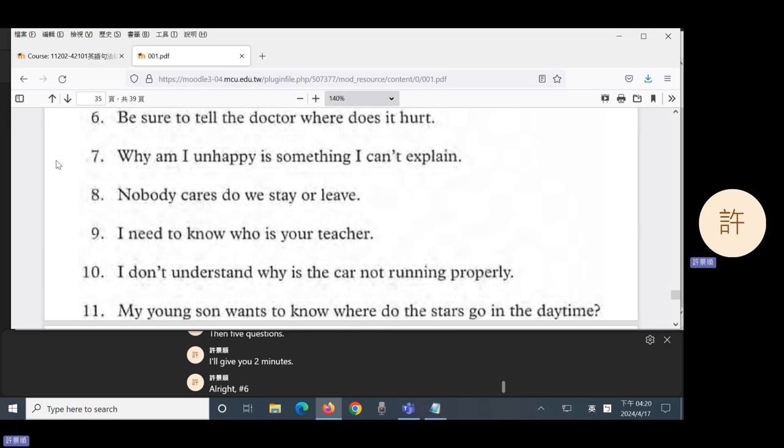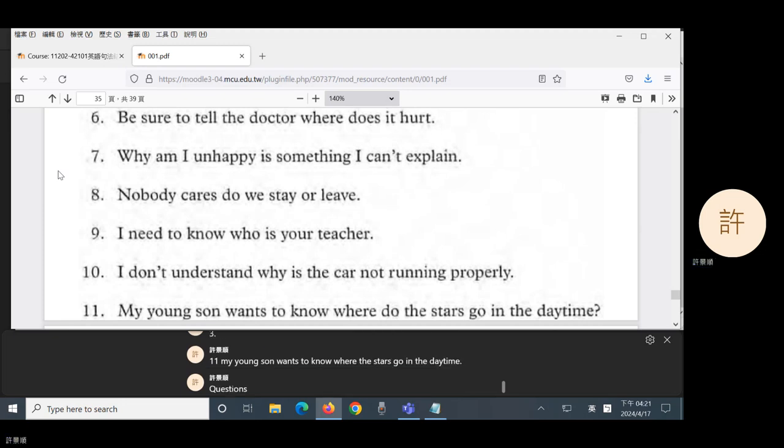All right, number six: be sure to tell the doctor where it hurts. Seven: why I am unhappy is something that I can't explain. Number eight: nobody cares if we stay or leave. You can also use "whether." Number nine: I need to know who your teacher is. 10: I don't understand why the car is not running properly. 11: my young son wants to know where the stars go in the daytime.